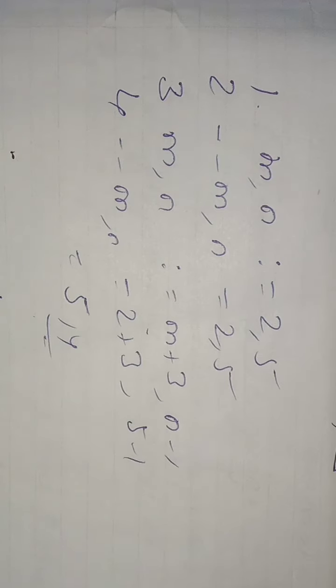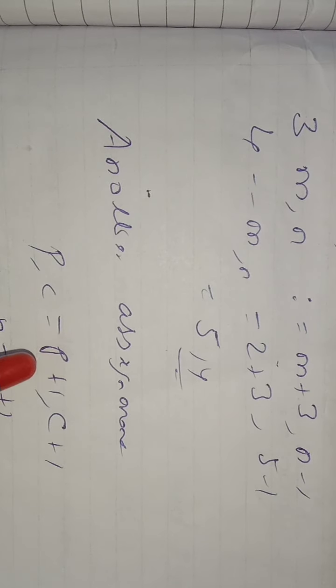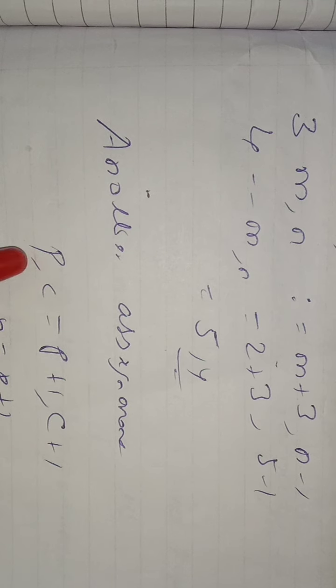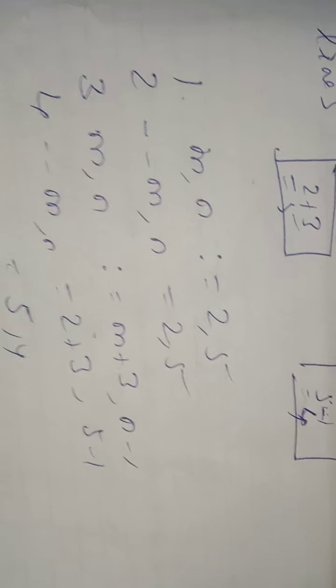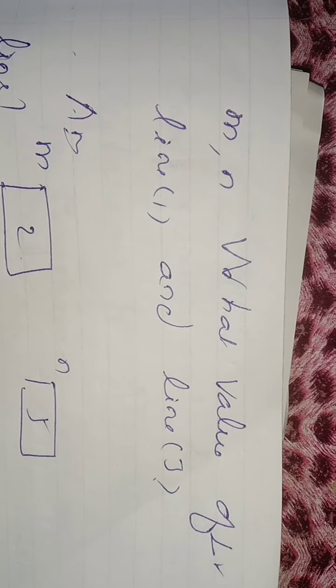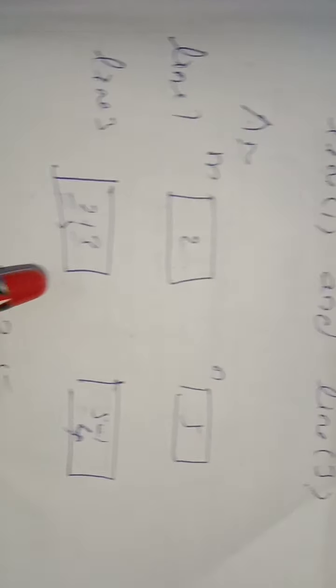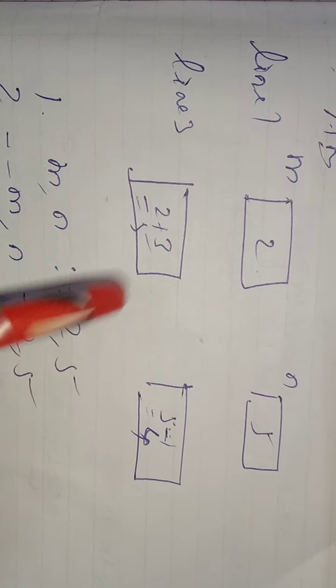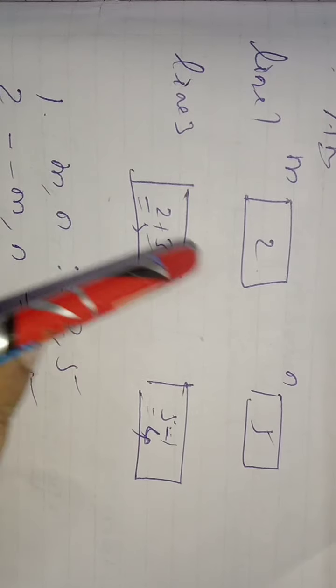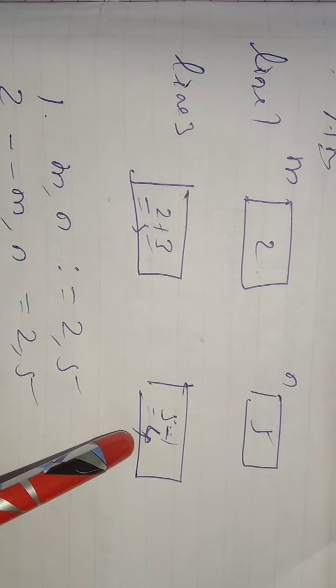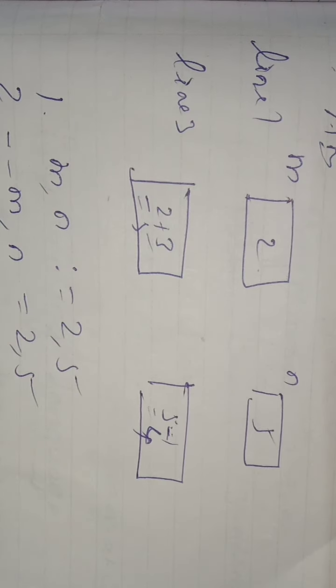Another assignment. I have p comma c equal to p plus 1, c plus 1. P gets incremented by 1, c gets incremented by 1. That's what it says. So you have a variable m and a variable n. Initial value is 2 comma 5. Final value is 5 comma 4. The function is: 2 becomes 5, add 3; 5 becomes 4, subtract 1. That's what the function does.